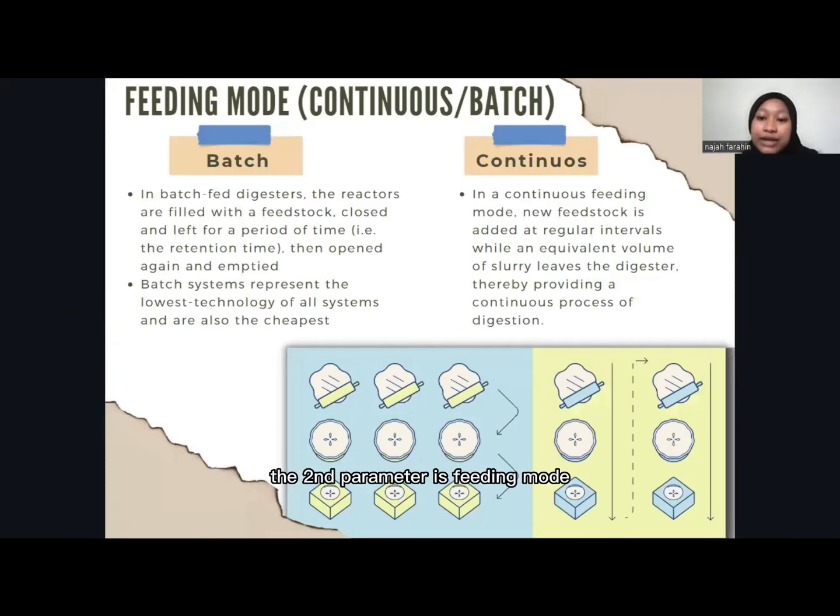The second parameter is feeding mode. There are two types of feeding mode systems, which are batch and continuous. In batch fed digesters, the reactor is filled with a feedstock, closed and left for a period of time, then opened again and emptied. Batch systems represent the lowest technology of all systems and are also the cheapest. In a continuous feeding mode, new feedstock is added at regular intervals, while an equivalent volume of slurry leaves the digester, thereby providing a continuous process of digestion.